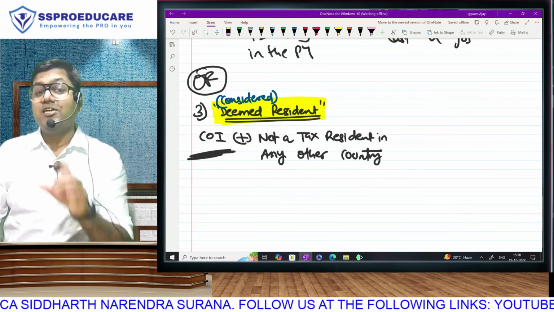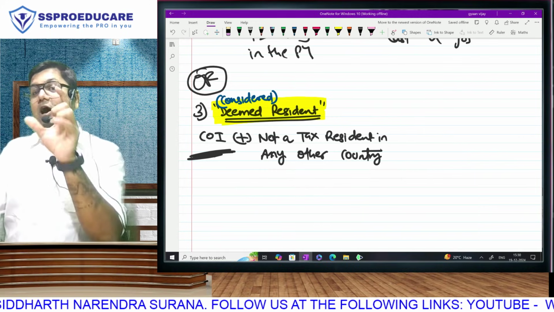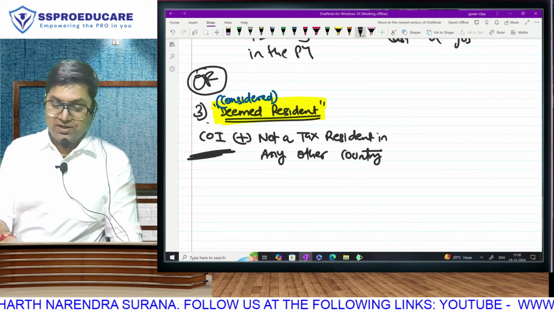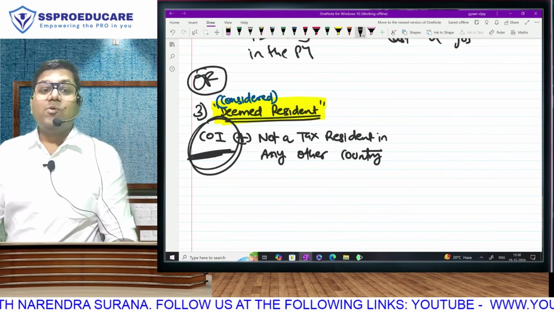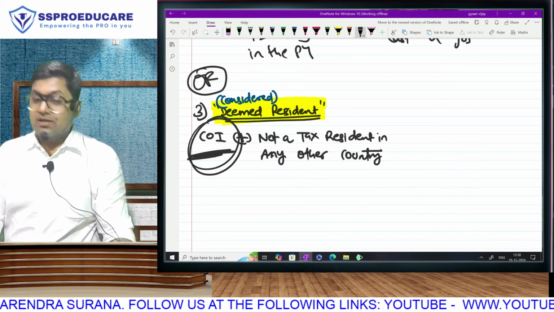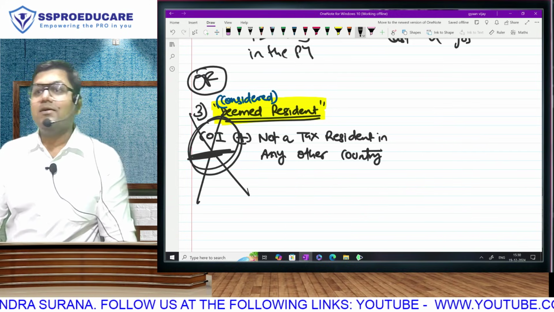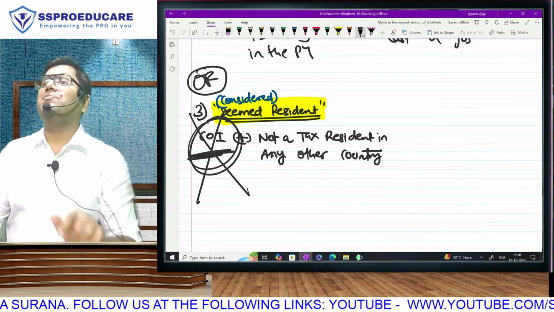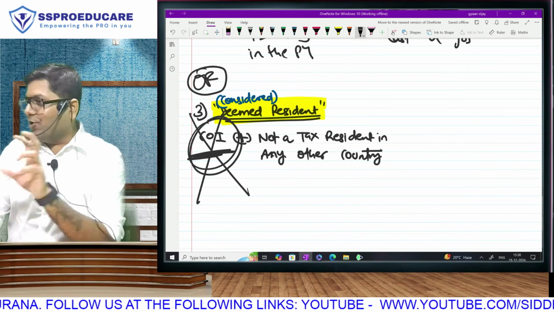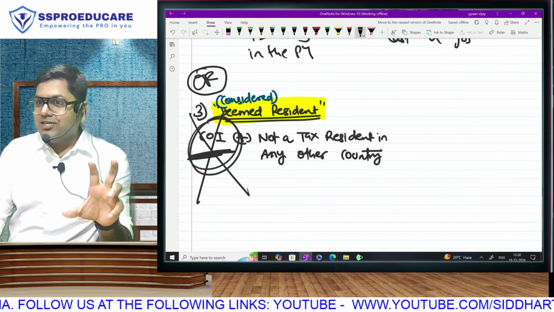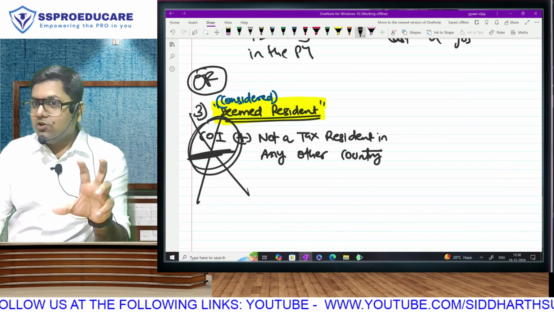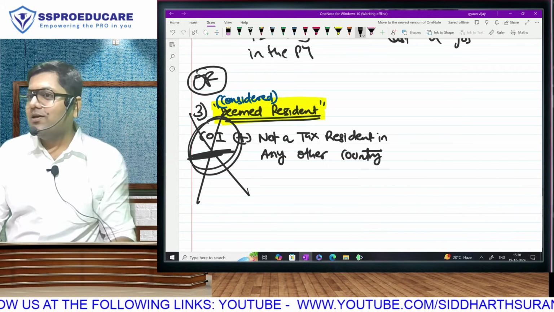But all these Indians living in Dubai went and told the sheikh, sir, please make us Dubai citizens. Because if you make us Dubai citizens, then our Indian citizenship will get cancelled and we will escape this condition. The only way of escaping the third condition was to become a citizen of Dubai.